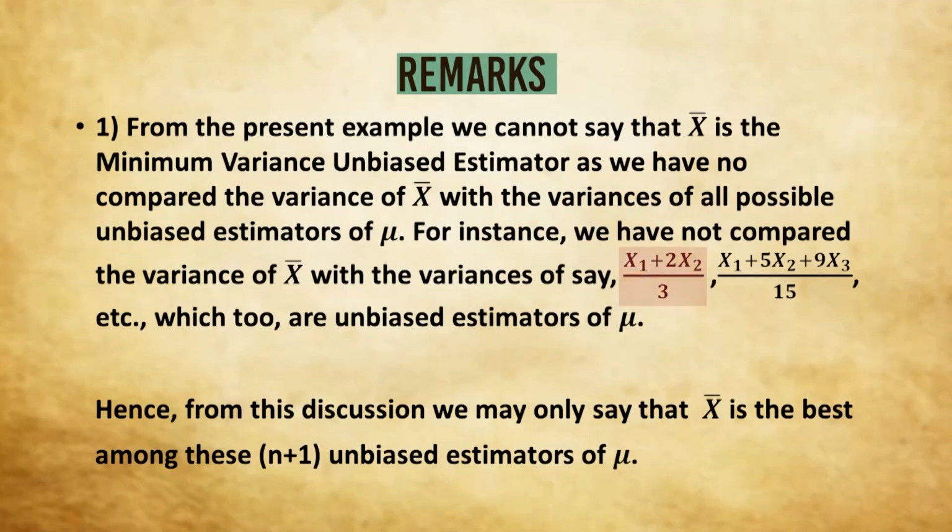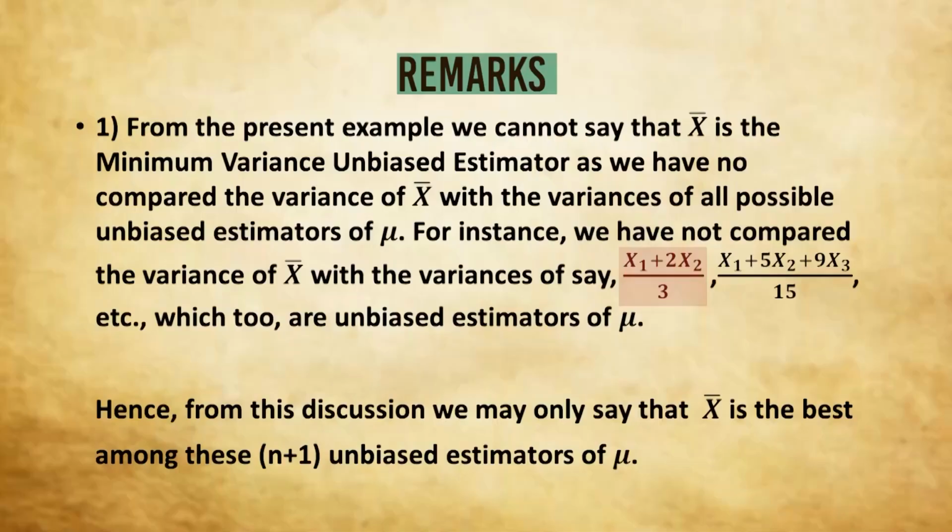If I say (x1 plus 2x2 plus x3) by 3, first of all, will this be an unbiased estimator of mu? Definitely. You take the expectation, it will be expectation of x1 plus 2 into expectation of x2 plus expectation of x3, by 3. So expectation of x1 is mu, expectation of x2 is also mu. So it will be mu plus 2 mu plus mu by 3, so it will be mu. So that means (x1 plus 2x2 plus x3) by 3 is also an unbiased estimator of mu. Did we compare variance of x bar with the variance of this estimator?